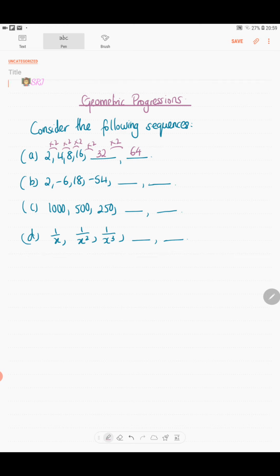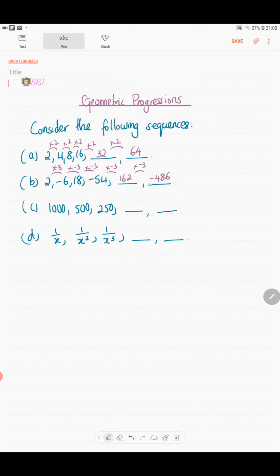Now part B. 2, minus 6, 18, minus 54. Here, each term is minus 3 times the preceding term. So here, 2 times minus 3 is minus 6. Minus 6 times minus 3 is 18. 18 times minus 3 is minus 54. And minus 54 times minus 3, we obtain 162. And 162 times minus 3, we obtain the next term, which is minus 486.